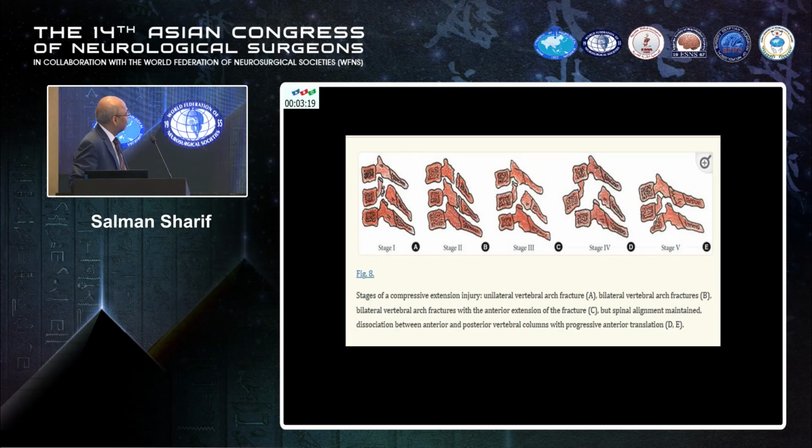Compressive extension injury: you get a unilateral vertebral arch fracture to start with, and you can go on to complete spondylolisthesis, one on top of the other.